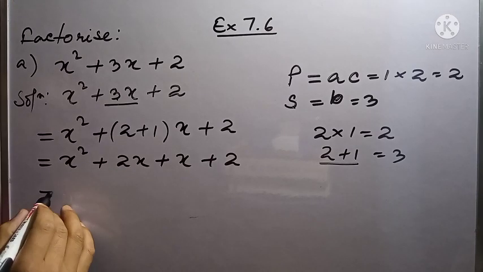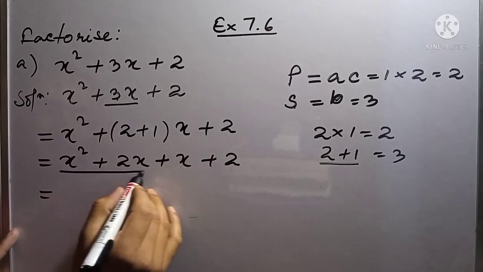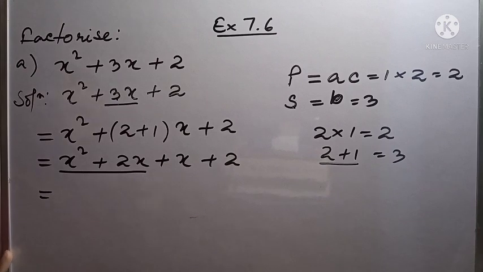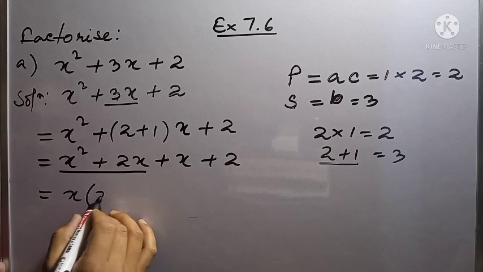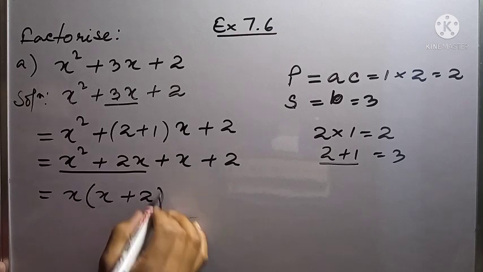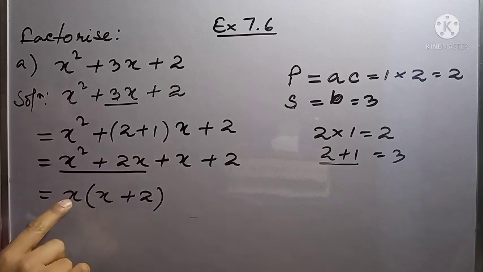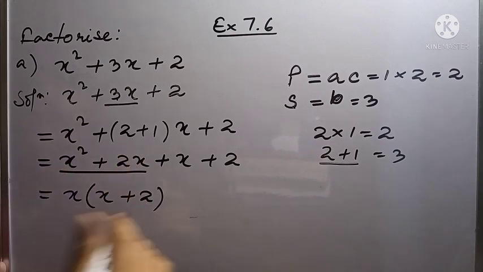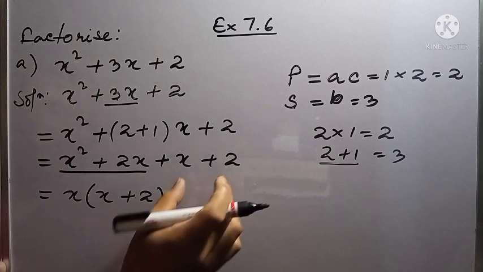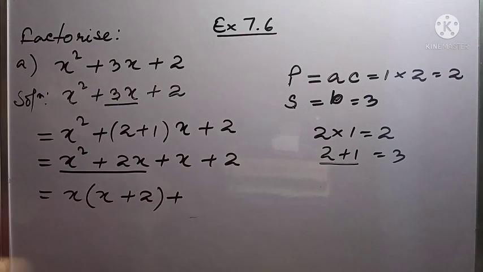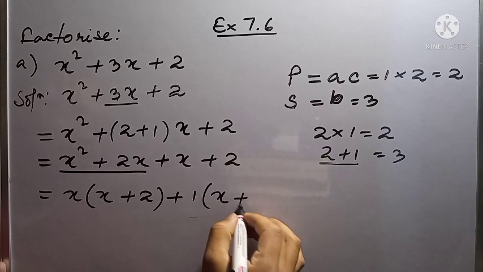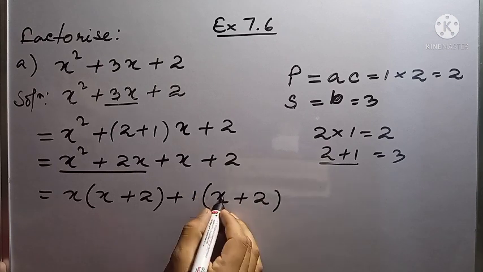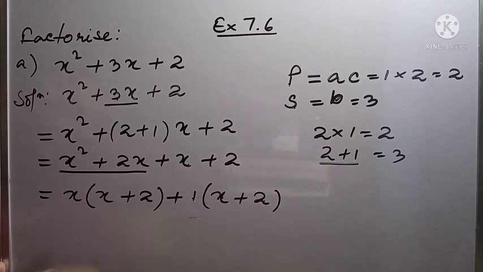Okay, so in the next step, we're going to take common from the first two terms. We're sure we can take x common. Here x, then here x plus 2. If you open the bracket, x into x, we have x square, and x into 2, we have twice x. And from the last two terms, can you take anything common? Yes, there's only 1. So you write 1 here, then here x plus 2. 1 into x, you'll get x, and 1 into 2, you'll get 2.